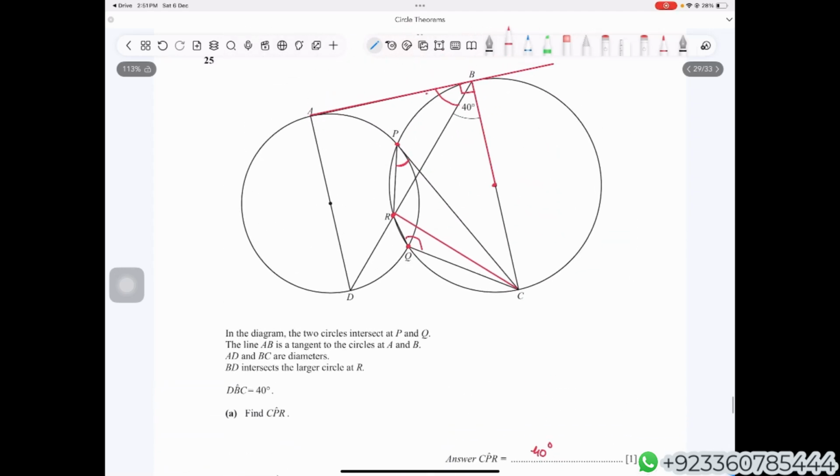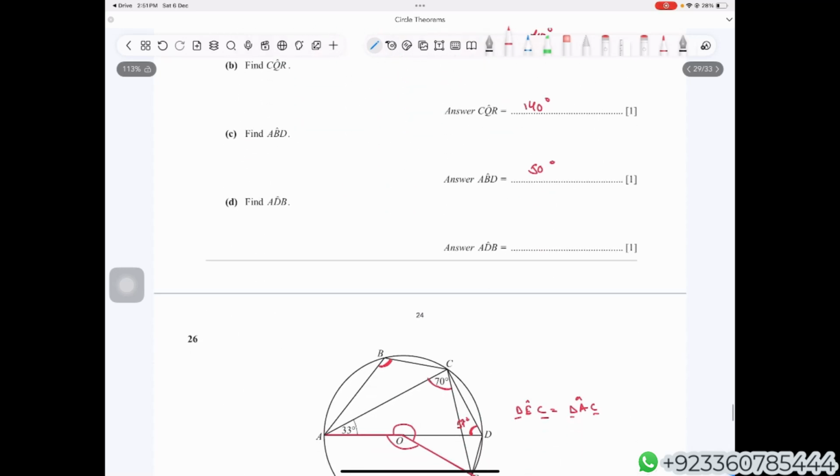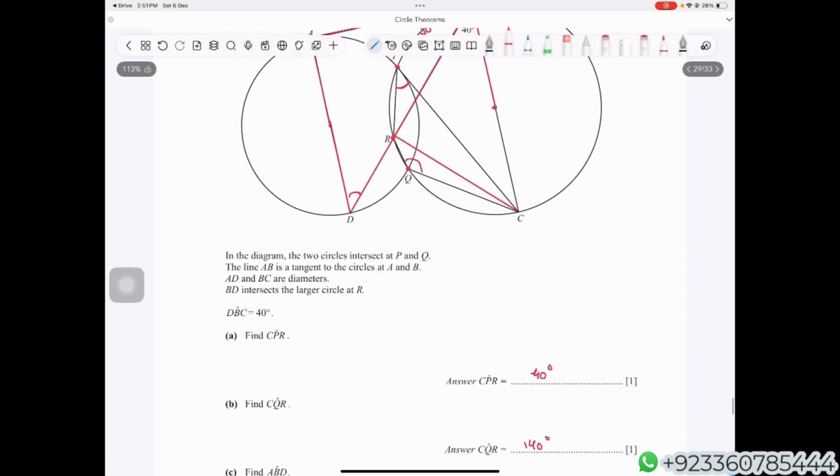Then you want to find ADB. ADB is this angle over here. Now this we know is 50. Again this is radius to tangent, so this will be 90. And then can you see that this forms a triangle. So this is going to be 90 plus 50, which is going to be 140, and ADB is going to be 40 degrees. I hope this is clear.